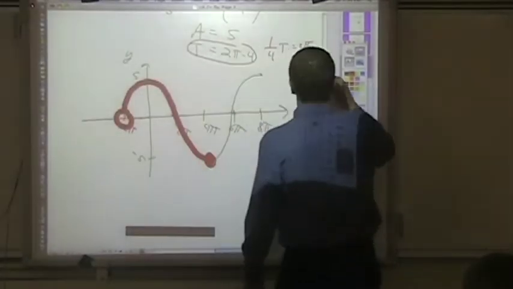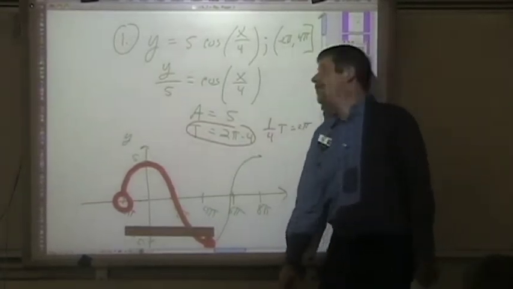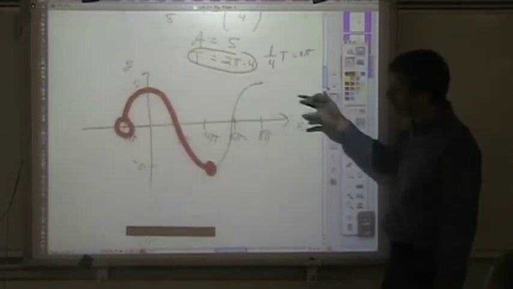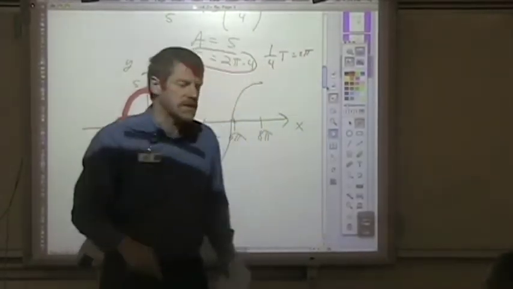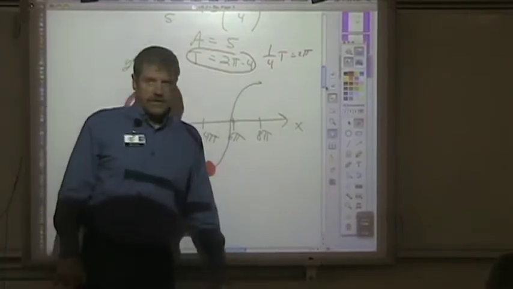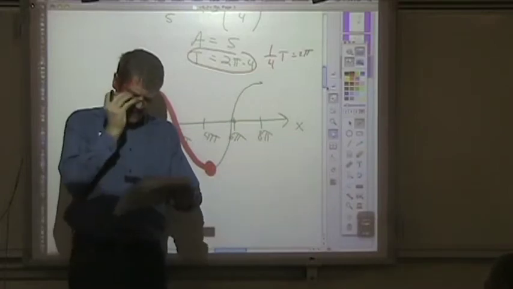The directions were, just keep in mind, the directions were to sketch the graph of y equals 5 cosine of x over 4 on the interval negative 2 pi to 4 pi. And there we have our answer. That's the first of 4 examples in this lesson. Do you have any questions on this example video, student Stephen? Nope. Got it? Okay, so let's move on.